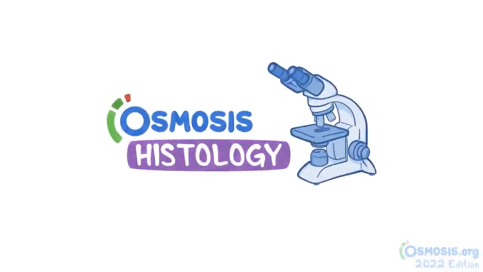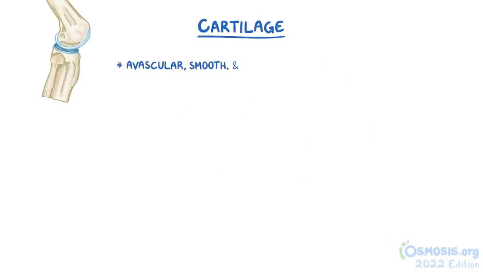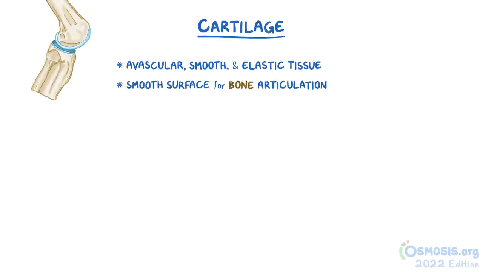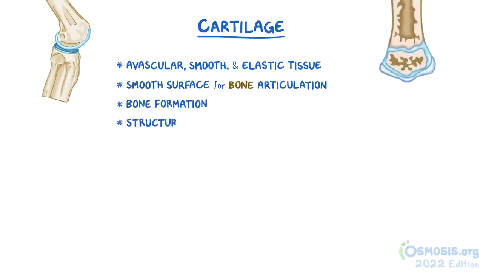Now, let's get a closer look. Cartilage is an avascular, smooth, and elastic tissue with various forms that allow it to function in a variety of ways. It can act as a smooth surface for bone articulation within joints, play a role in bone formation, and also provide structural support, such as the cartilage rings in the trachea.